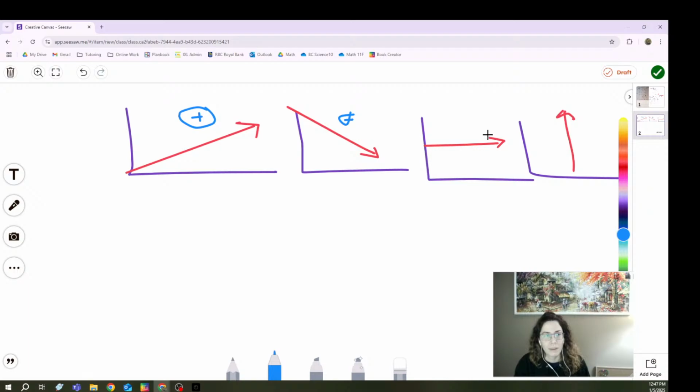Sure, it could be. It could be 1, it could be 2, it could be 10, it could be a million. It doesn't really matter. It could be anywhere along this line. What is 0 divided by any number?